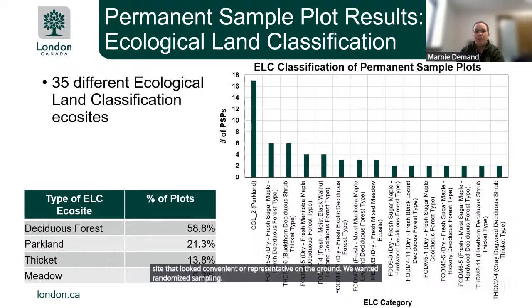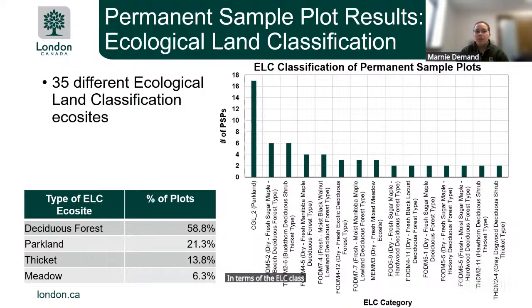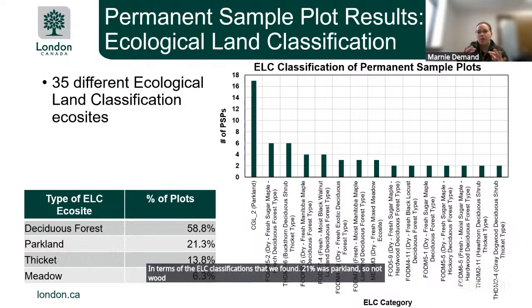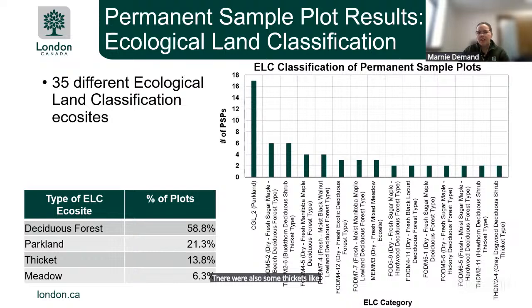In terms of the ELC classifications that we found, 21% was parkland, so not woodland. That's like your manicured mowed grass, a few trees interspersed. But most of them, close to 60%, were woodland with deciduous forest. There were also some thickets, like buckthorn thickets, and a few meadows.